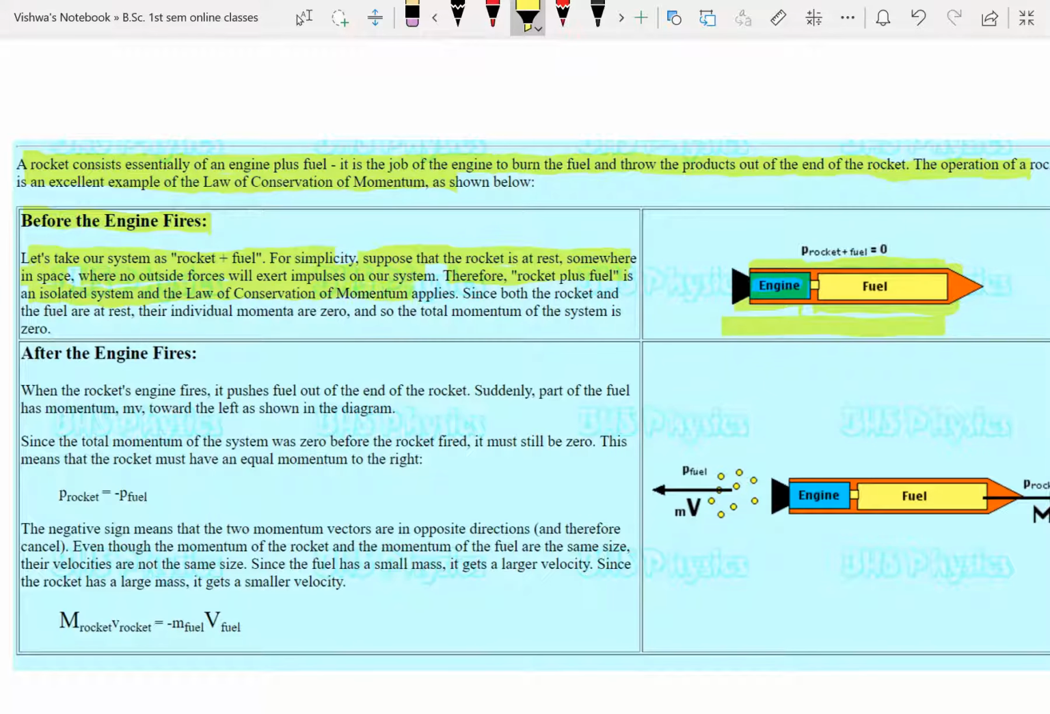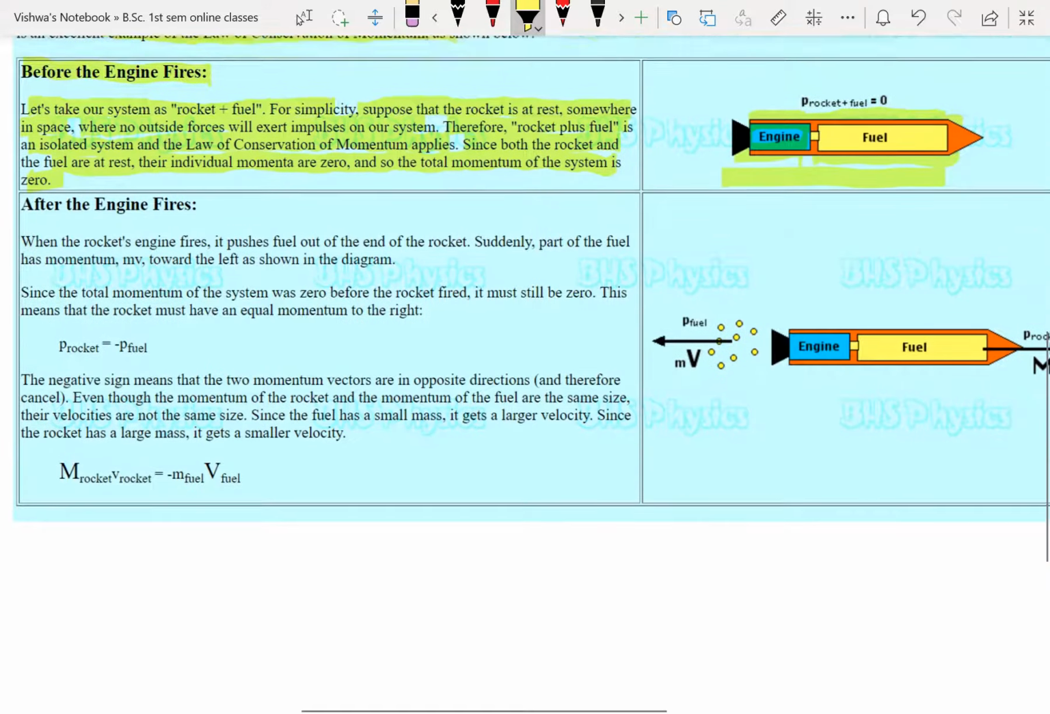The law of conservation of momentum applies. Since both the rocket and the fuel are at rest, their individual momenta are zero and the total momentum of the system is zero. Now I am going to explain this paragraph.